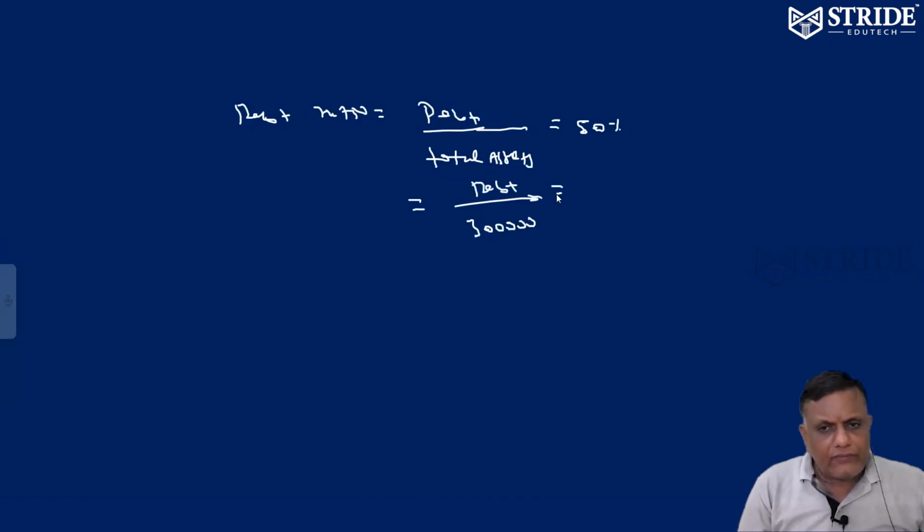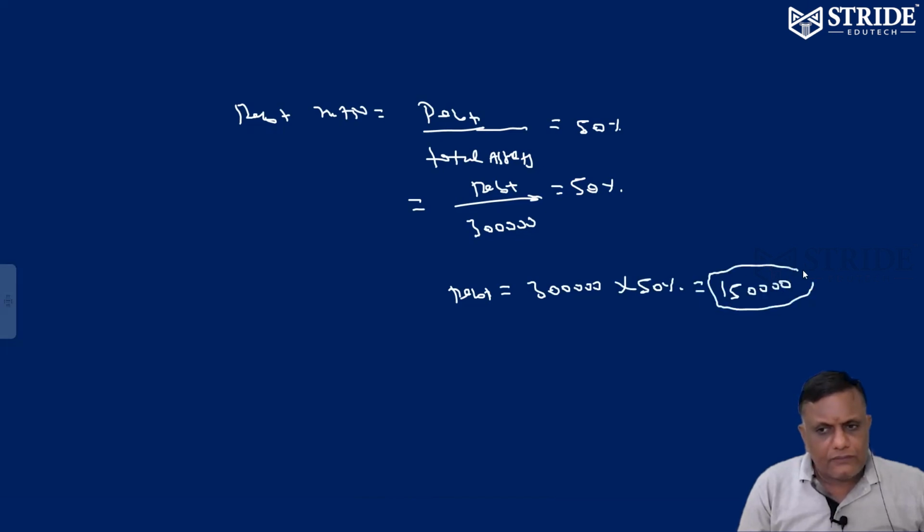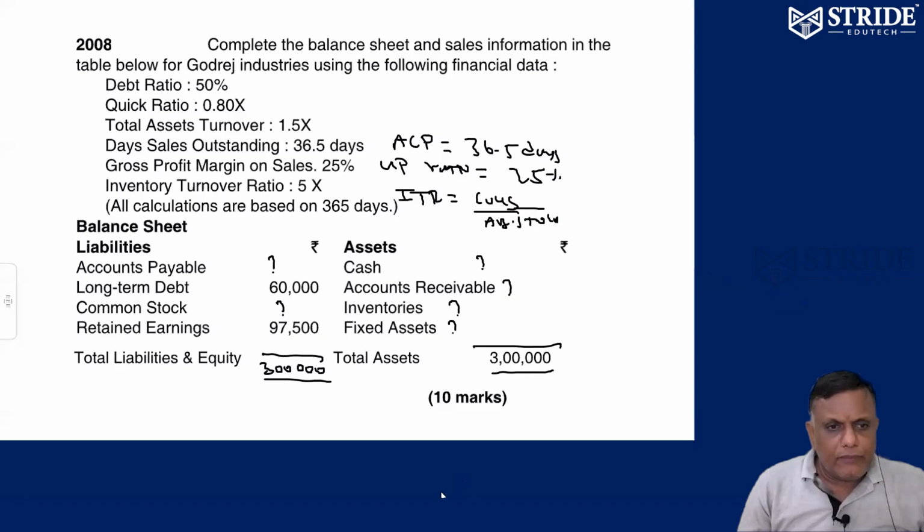Numerator debt is missing. Now that is going to be 50%. So debt is equivalent to 3 lakhs into 50%, which is equivalent to 1.5 lakhs. That's called total debt. So 1.5 lakhs is the total debt.